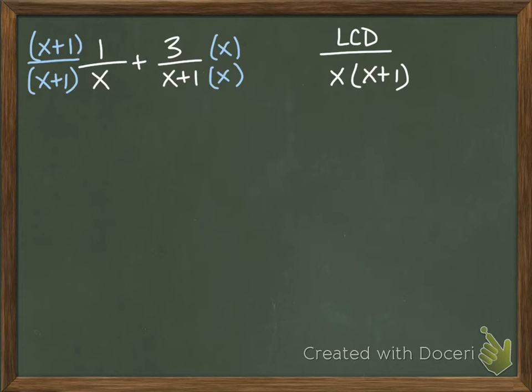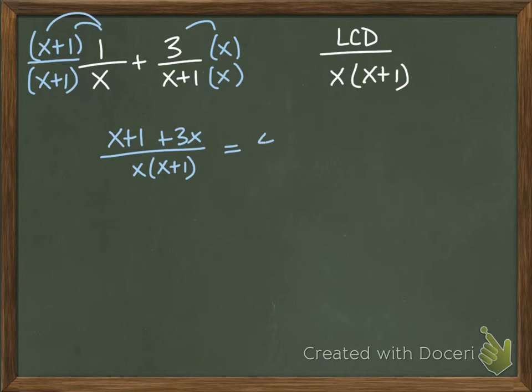And now we have to distribute. So we have 1 times these. Well, 1 times anything is just itself. So that gives us x plus 1 plus, and then 3x. And all of that over our common denominator, which is x times x plus 1. Our last step is to combine our like terms in the top. So we have an x and a 3x. That makes 4x. And the 1 is just by itself. So we have 4x plus 1 over x times x plus 1. And that's our answer.